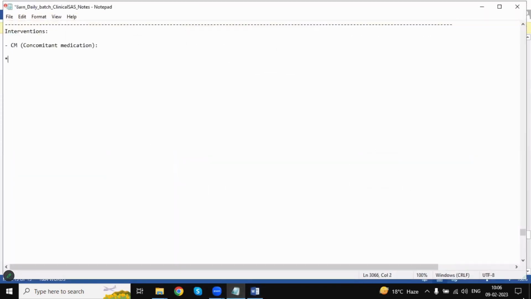So what will the domain capture? This domain captures when the subject is taking any extra medication other than the study drug. Any extra medication other than the study. Okay. So when will you take an extra medication?